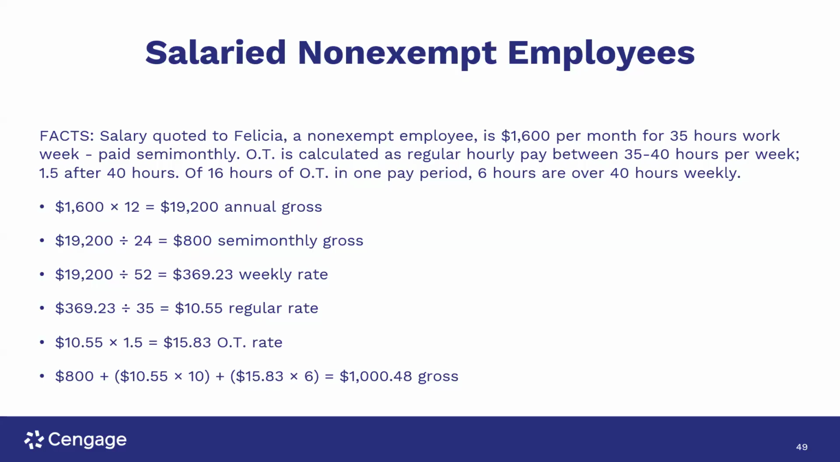And so annually, Felicia's making 19,200 annually, or 369 per week, divided by 35 is 10.55 an hour is the regular rate. And so she's paid $800 is her standard semi-monthly gross. And then additionally, she needs to get paid $10.55 times the 10 hours to get up to 40 hours a week, and then another 1583, which is time and a half, times six for the overtime pay, and then $1,048 in gross pay from there.